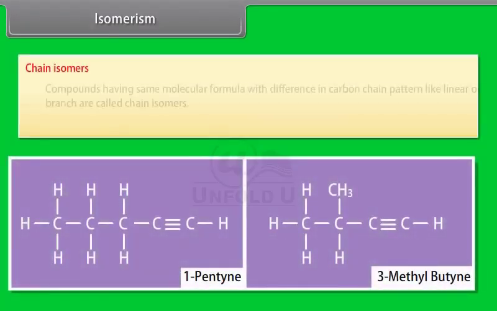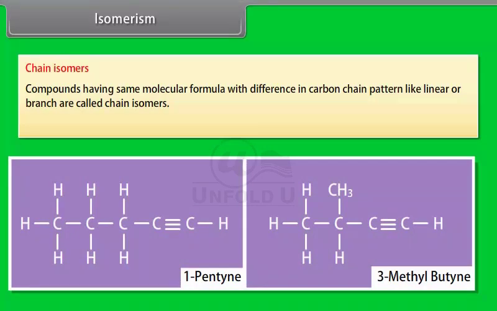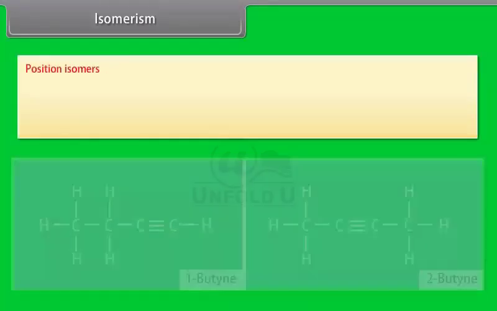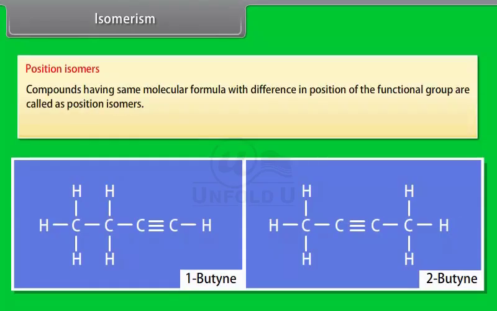Isomerism. Chain isomers. Compounds having the same molecular formula with a difference in carbon chain pattern, like linear or branched, are called chain isomers. 1-pentyne is a chain isomer of 3-methylbutene. Position isomers. Compounds having the same molecular formula with a difference in position of the functional group are called position isomers. 1-butene and 2-butene are position isomers.